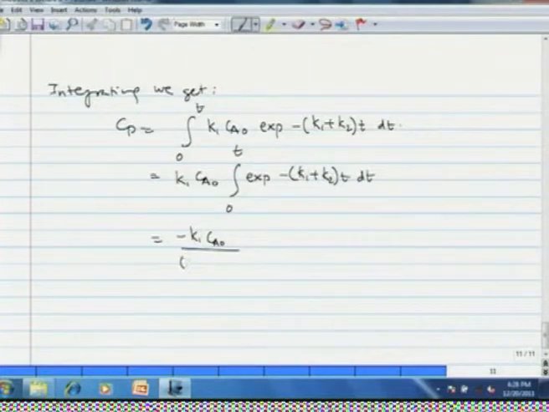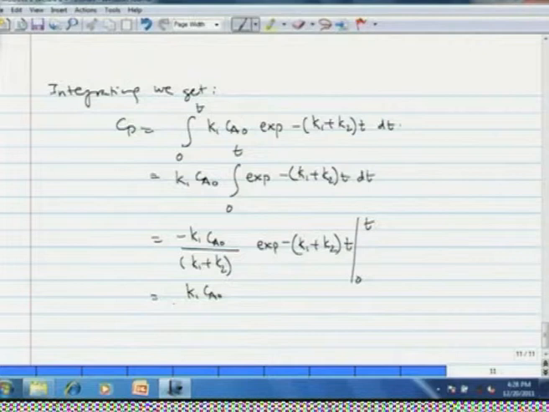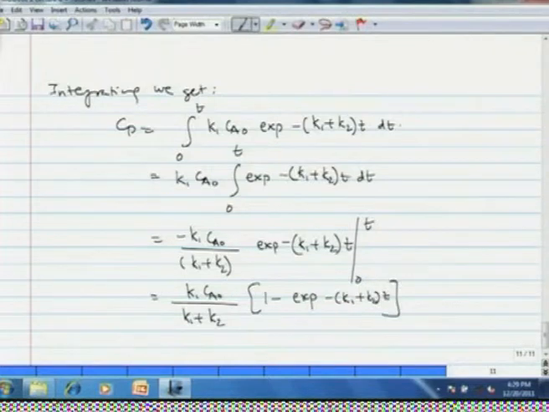The integral is one by K1 plus K2 exponential minus K1 plus K2 into T with limits 0 to T, and then K1 into Ca naught divided by K1 plus K2 into 1 minus exponential minus K1 plus K2 into T. So, these are the number of moles of product that are formed, or concentration of the desired product.